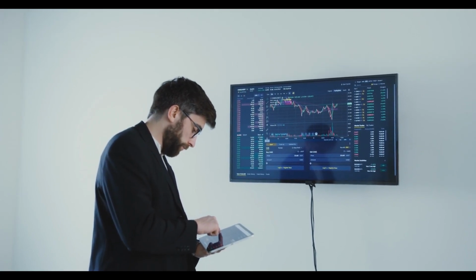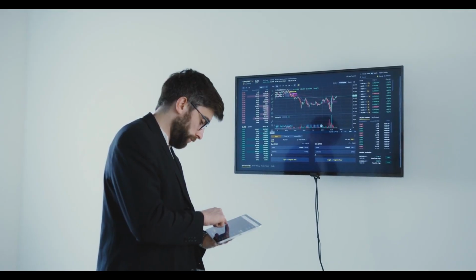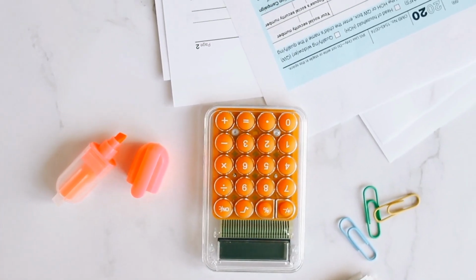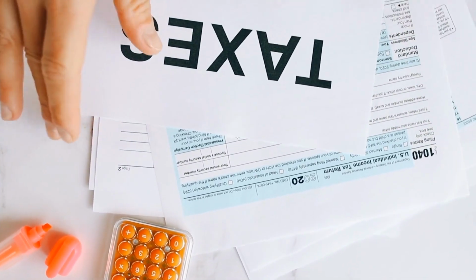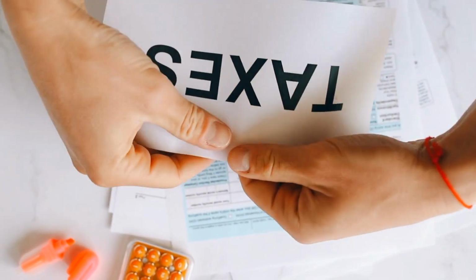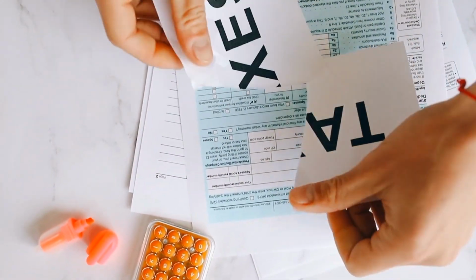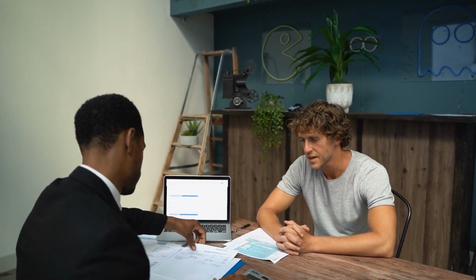However, LLCs in North Carolina have flexibility in how they're taxed. While pass-through taxation is the default, you can elect to be taxed as a corporation by filing IRS Form 2553. This election changes your tax obligations at both the federal and state levels.